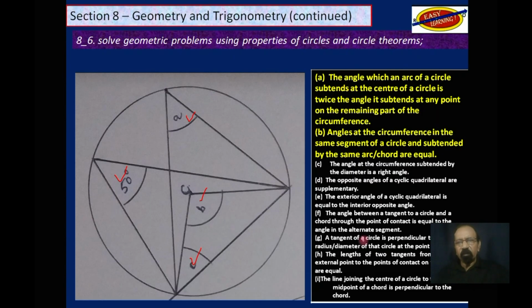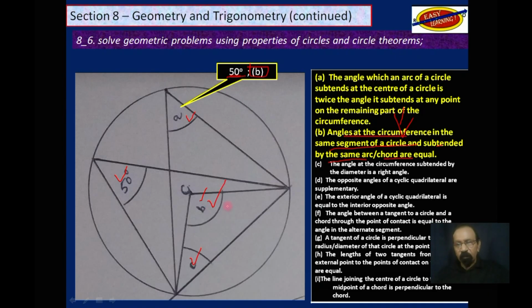Now I have those 9 circle theorems here, and angle A is 50 degrees. Why? Because angles at the circumference in the same segment of a circle and subtended by the same arc are equal. So if you say this is 50 degrees, you have to give your reason. And the reason we have here is B. That is B over here.